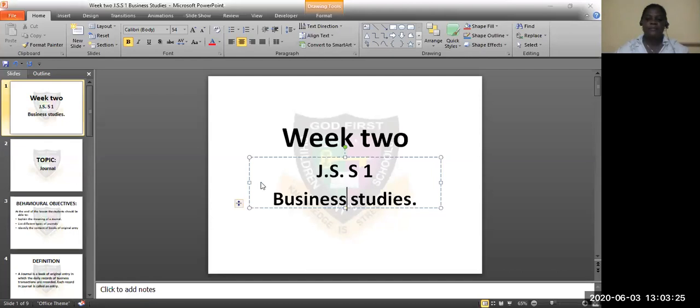Today, we'll be talking about journals. But before we go there, I want to remind us of what we treated last class. We treated source documents. Source documents can be defined as the first books in which the account recordings are first recorded. Types of source documents include invoice, receipt, debit note, credit note, vouchers, check, and so on and so forth. So this week we'll be moving to the topic journals.